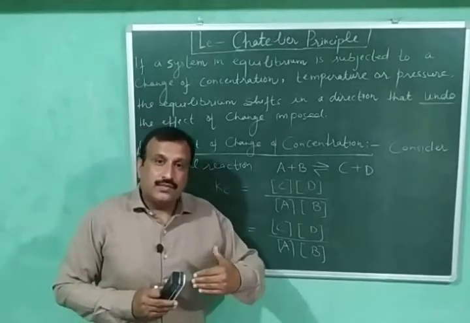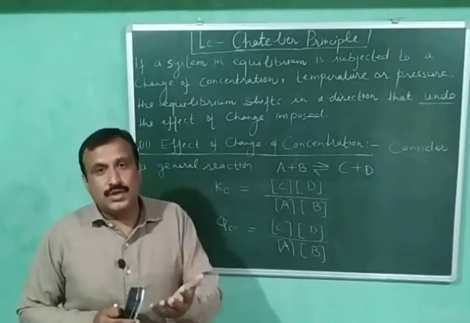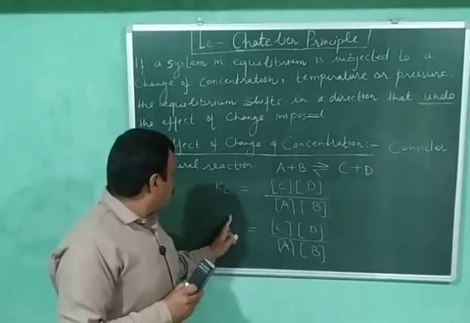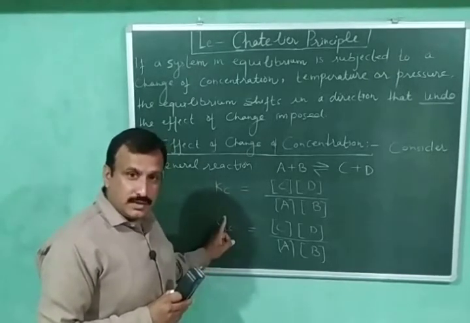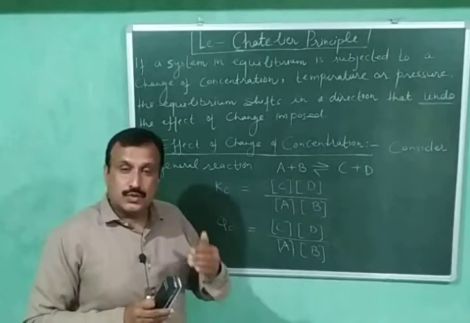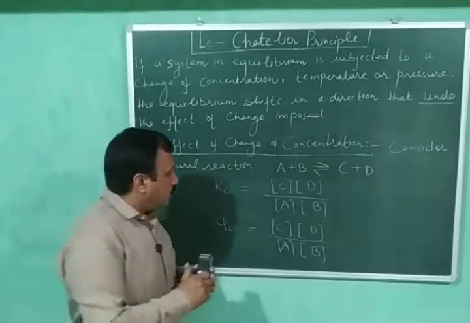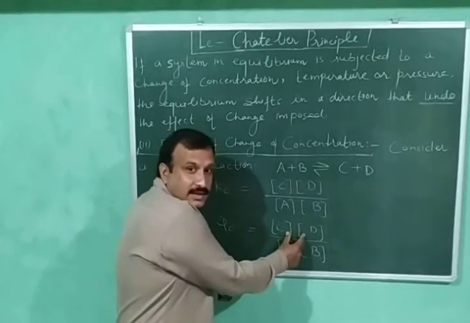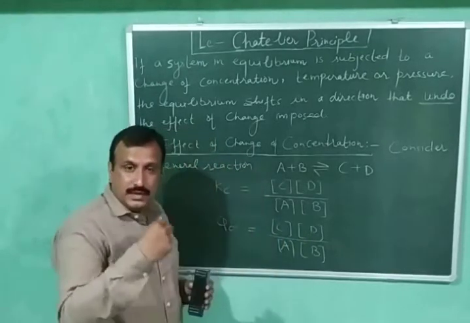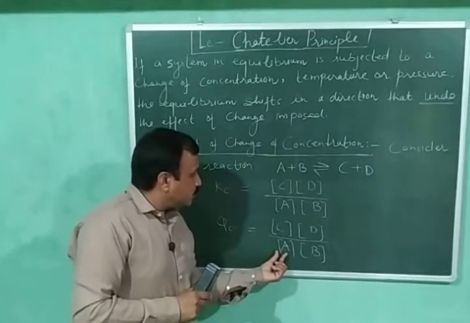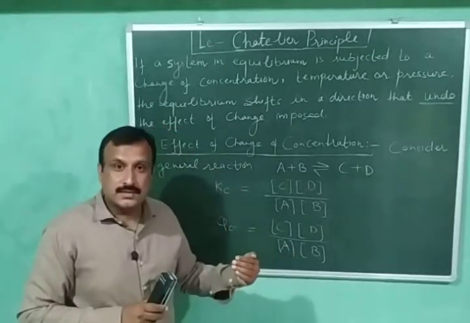Then for the reattainment of the equilibrium, again the value of Qc should increase until it becomes equal to Kc. And this will happen when the concentration of C and D will increase and the concentration of A and B decrease.